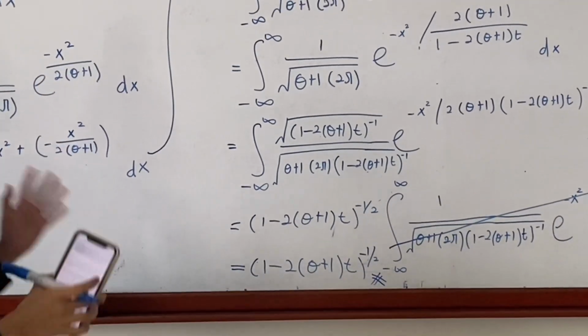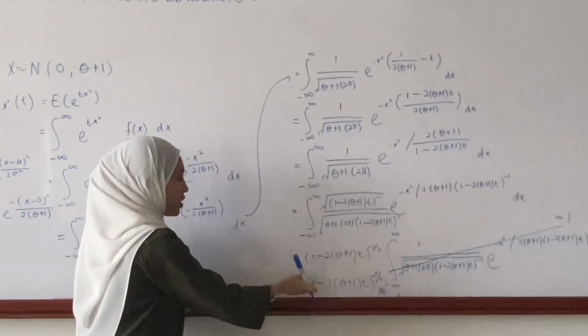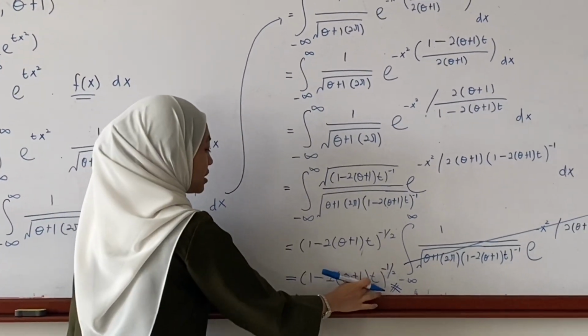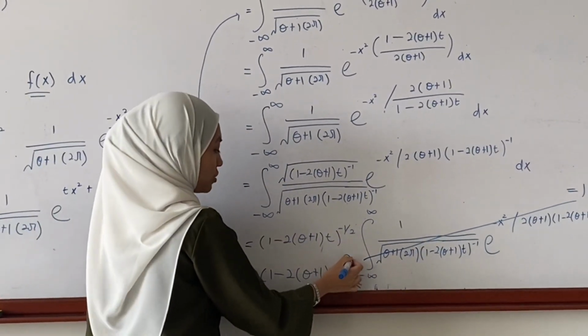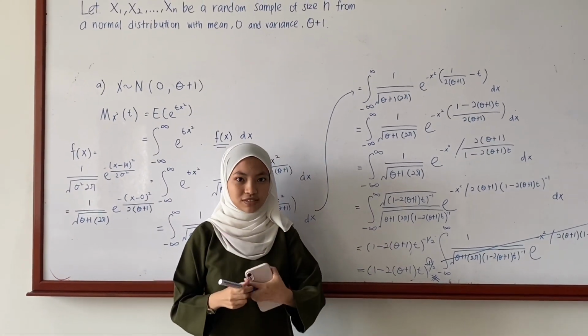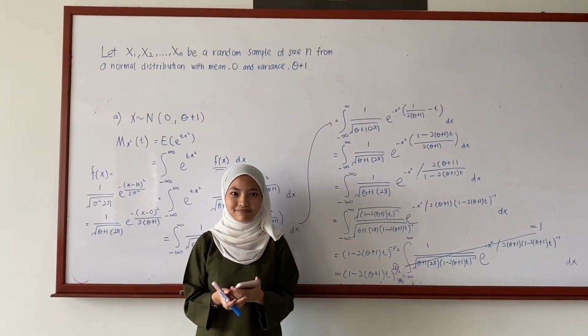However, the question asks to find the distribution. Therefore, we need to find out what kind of distribution it is. From this answer, we can see that this is a chi-square distribution with 1 degree of freedom. And that's all for the first question. I will pass it to Teacher Julia for the next question.